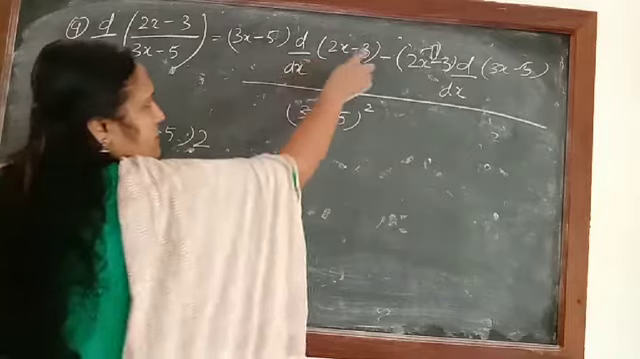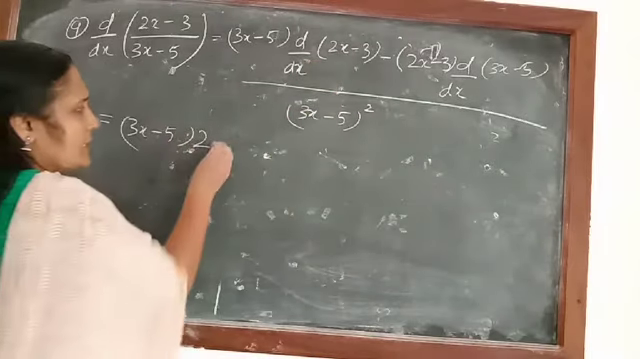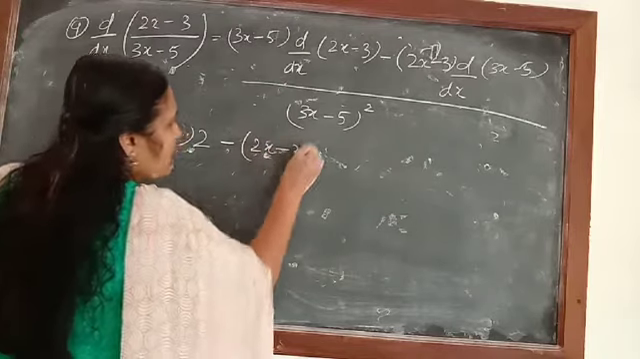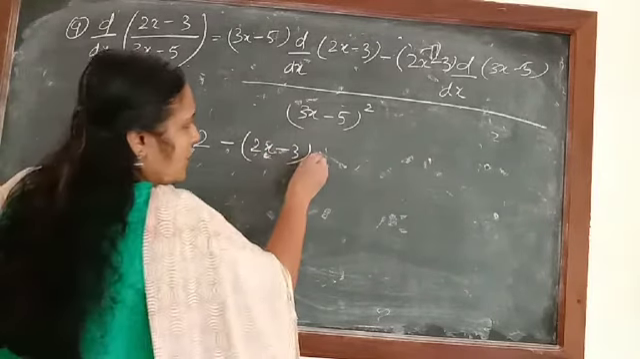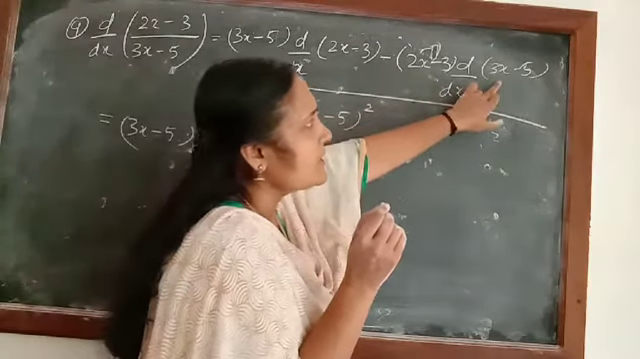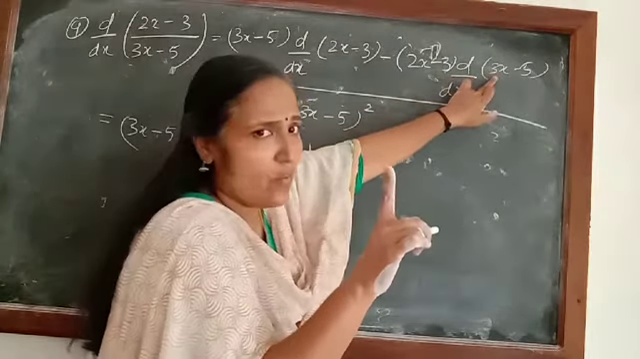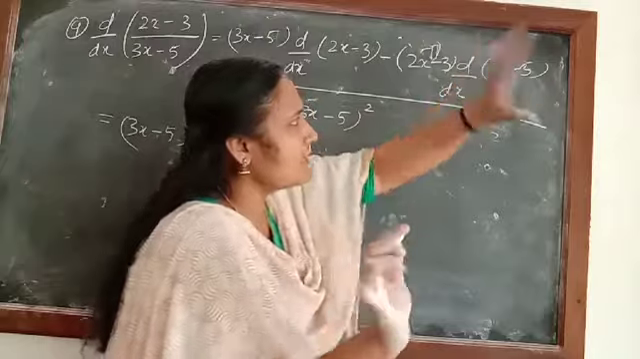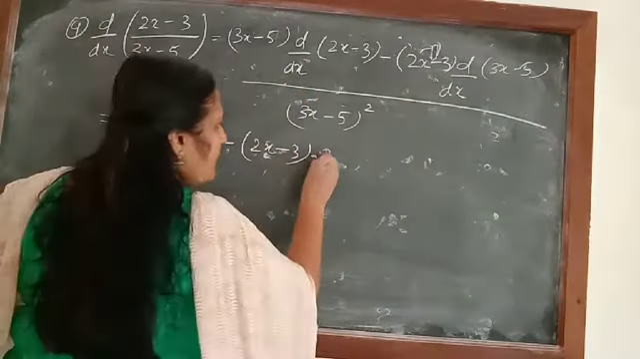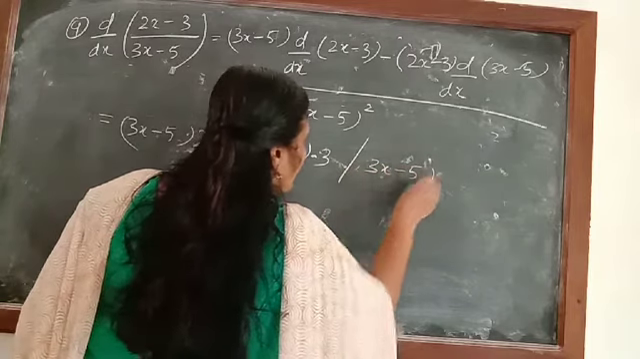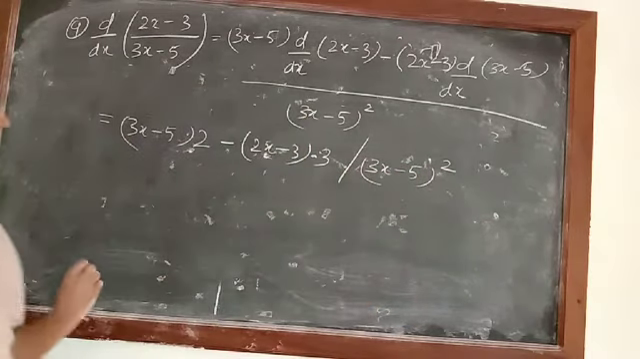Okay, d by dx of 3, constant, is equal to 0, minus, inside the bracket we have 2x minus 3 into, what will be d by dx of 3x? 3 will come outside, d by dx of x is 1 and d by dx of minus 5 is 0 there. So only remaining it will be equal to 3, whole divided by 3x minus 5 the whole square.